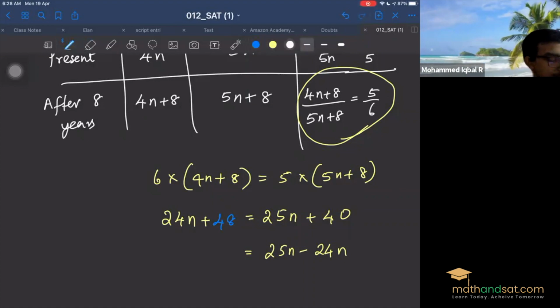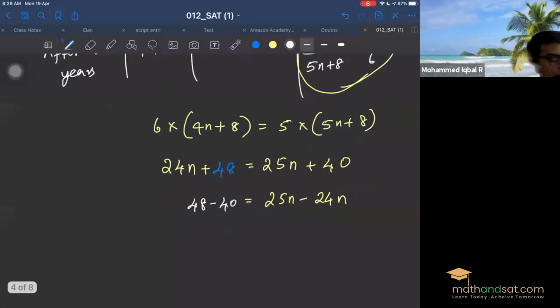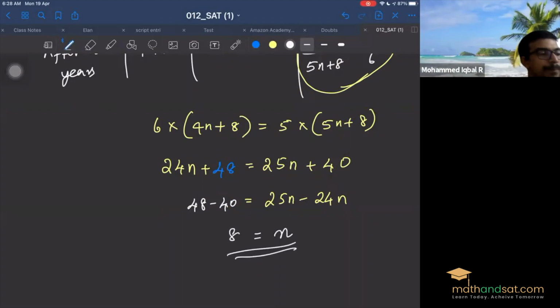Now this becomes 48 minus 40. 25n minus 24n. So we have n is equal to 48 minus 40, which is 8. But remember, this is not the age. This is not someone's age. This was the multiple that we have chosen, the unknown multiple.